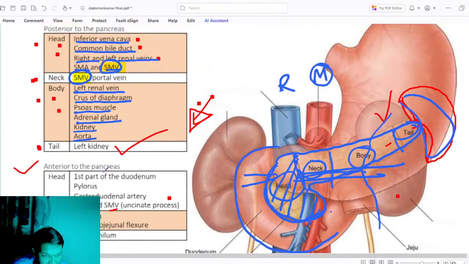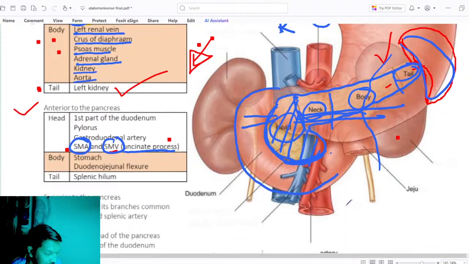See, posterior to the pancreas, we have superior mesenteric artery, SMA. And anterior to the pancreas, also we have SMA, both. Very confusing, right? Anterior also some structure, the same structure, even posterior also. And it is mainly in the uncinate process. Uncinate process here. This part actually we cannot see.